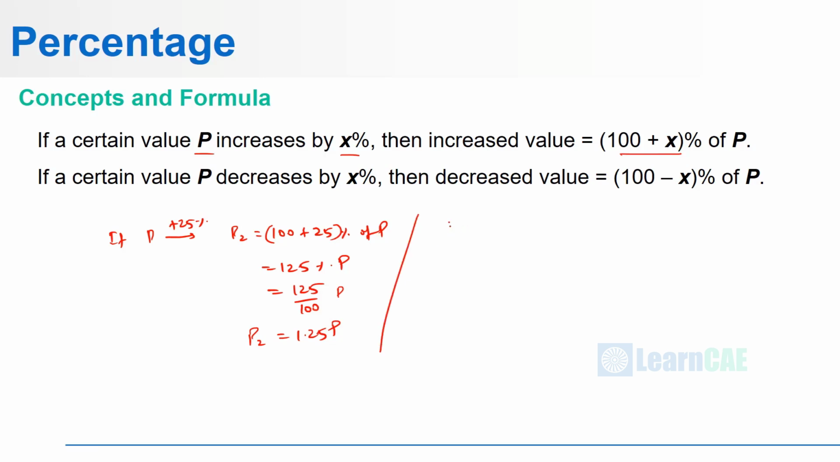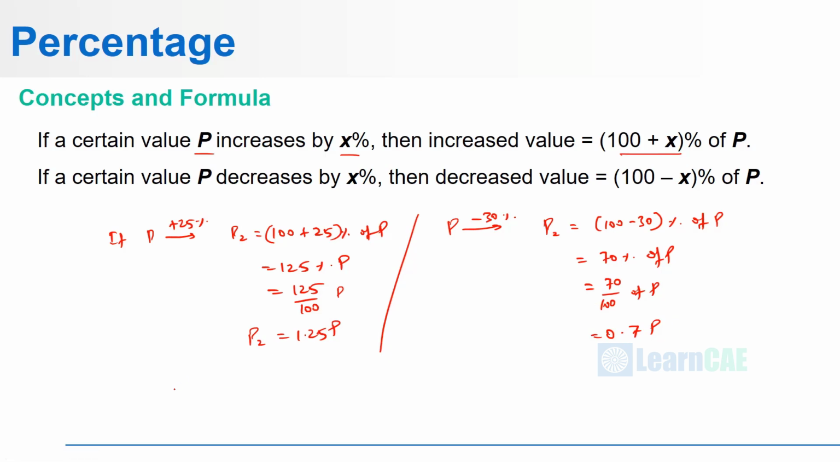Similarly, if p is decreased by some 30 percentage, then it means new value will be equal to 100 minus 30 percentage of p. So this is equal to 70 percentage of p. This can be again written as 70 by 100 of p or 0.7 p. So if p is decreasing by 30%, it means the new value is 0.7 p.